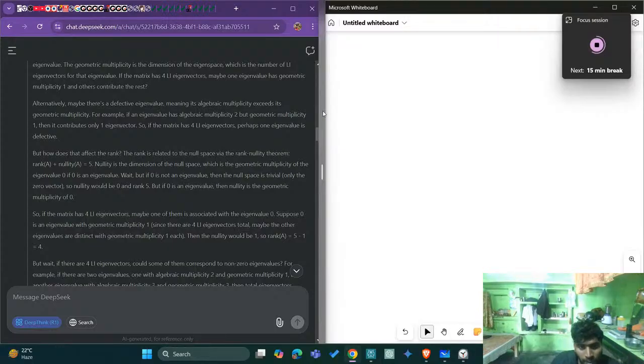Wait, what if zero is not an eigenvalue? Then the null space is trivial, only the zero vector. So nullity would be zero, and rank is equal to 5. But if zero is an eigenvalue, then nullity is the geometric multiplicity of zero.